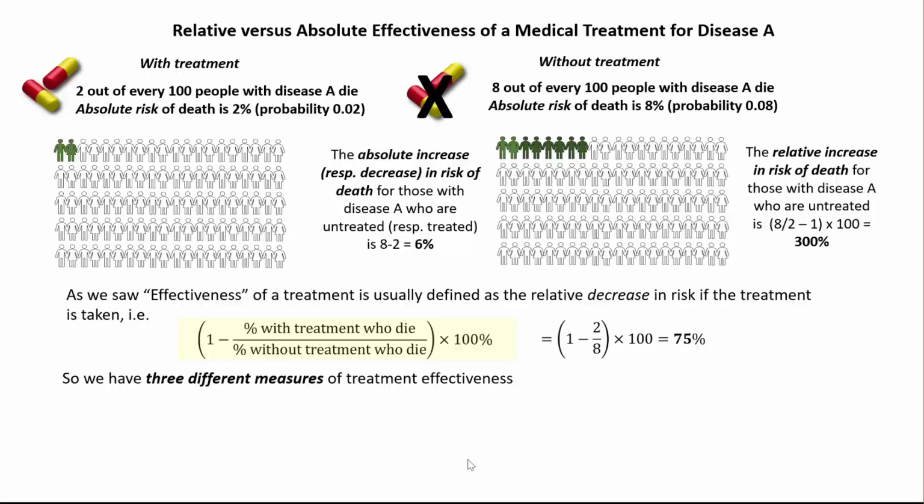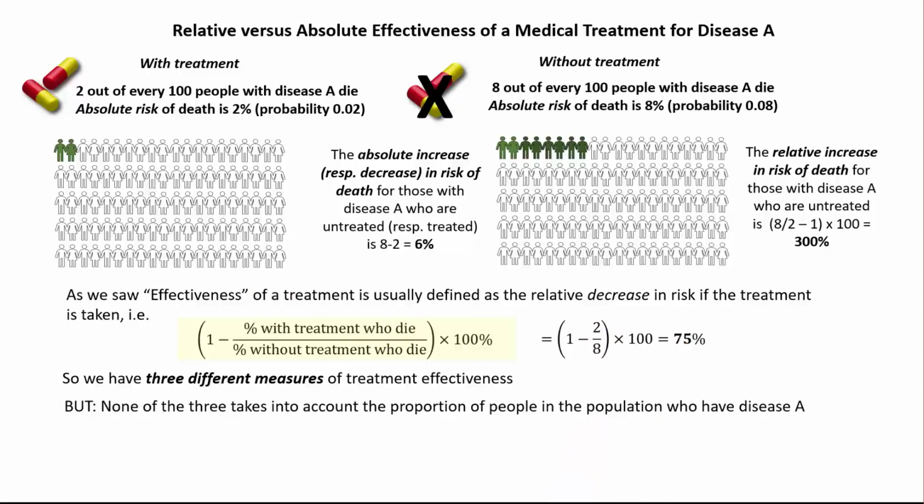So we've now got 3 different measures of treatment effectiveness. We've got the absolute risk increase, which is equal to the risk decrease with and without the treatment. But we've got these 2 different relative measures, one which is the increase and one which is the decrease. It's this one, which is the one which is normally used.